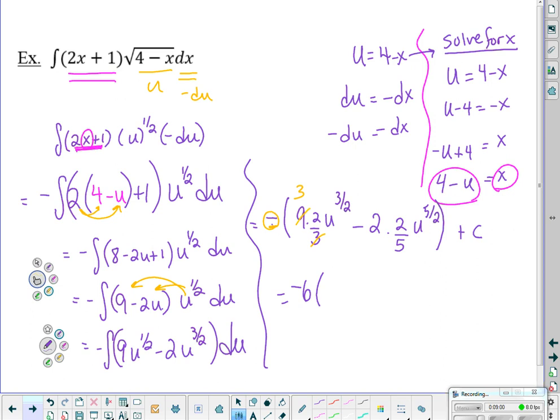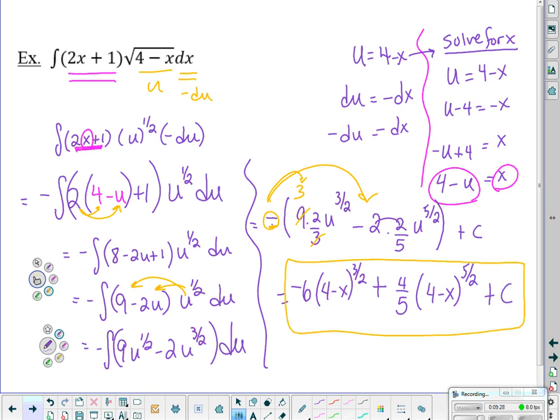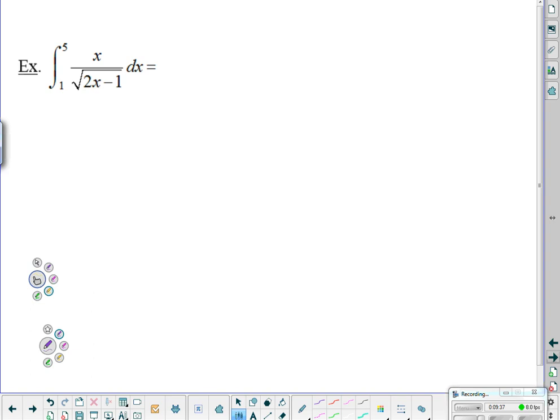Let's replace our u with a 4 minus x to the 3/2. I get 2 times 2 is 4, 4/5. Negative times negative, remember we took this negative, is going to give us a positive here, 4/5, multiplied by 4 minus x, our replacement for u, to the 5/2 plus c. And there we go. So not that much harder, you guys. You just have to be careful. It's probably going to get more complicated. So just be careful with your algebra.